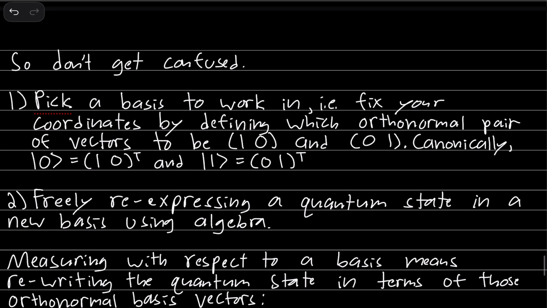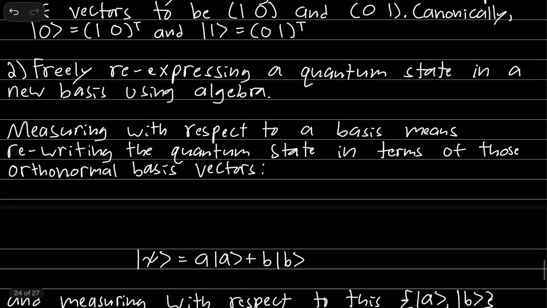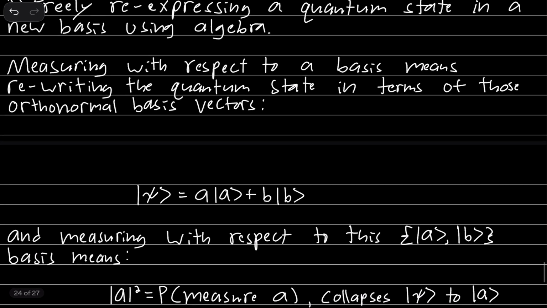You would only pick the basis to work in at the very beginning of whatever work you were doing. You would just fix it once and never revisit that again. But you're probably going to be constantly switching between different bases, so it's good to make that distinction. And measuring with respect to a basis just means rewriting the quantum state in terms of that basis's orthonormal basis vectors.